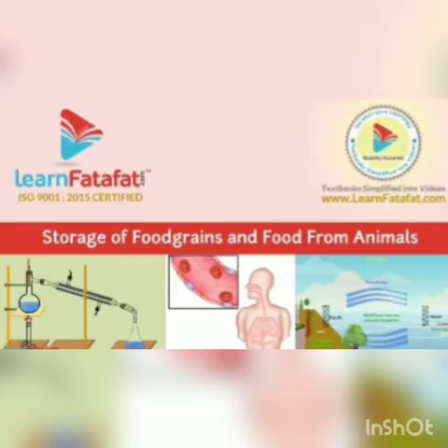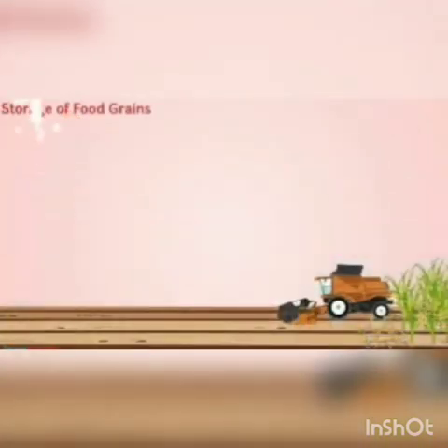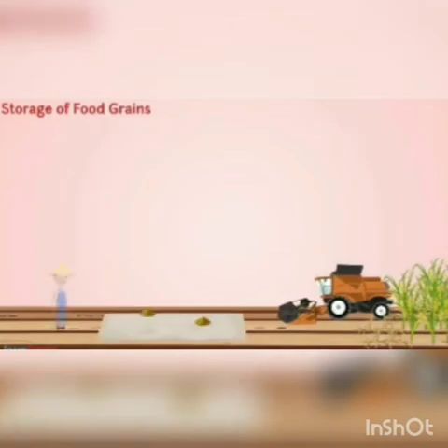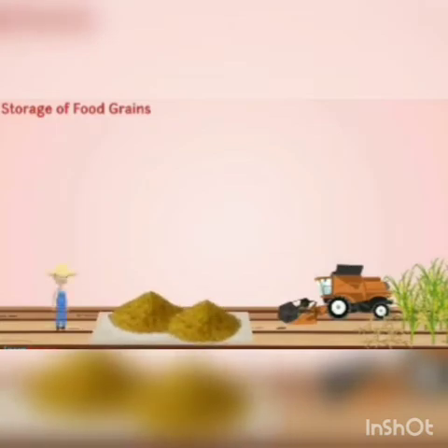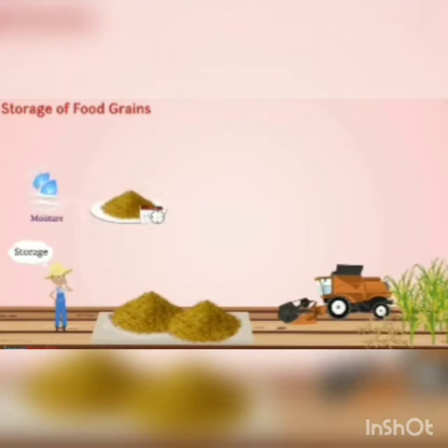Storage of food grains and food from animals. Storage of food grains. Once the farmer has obtained grains from the crop, the next task is storage. To keep the agricultural produce for a long time, it should be kept safe from moisture, insects, rats, and microorganisms.